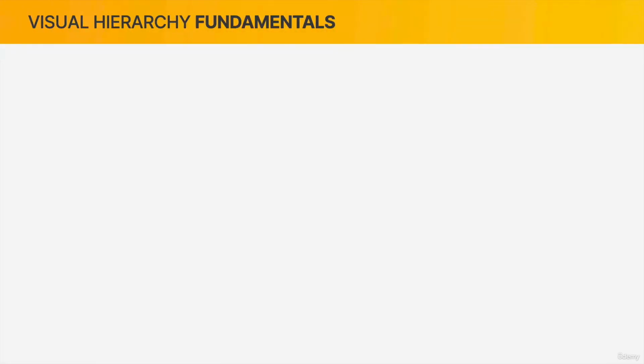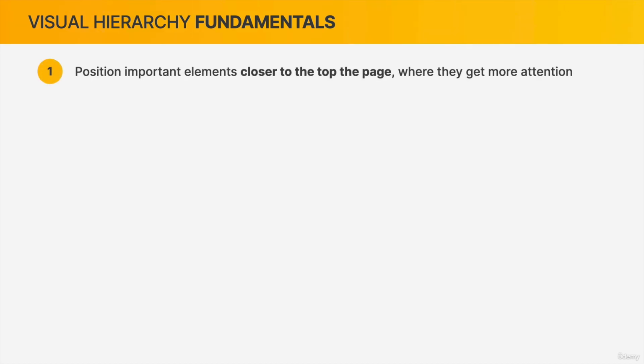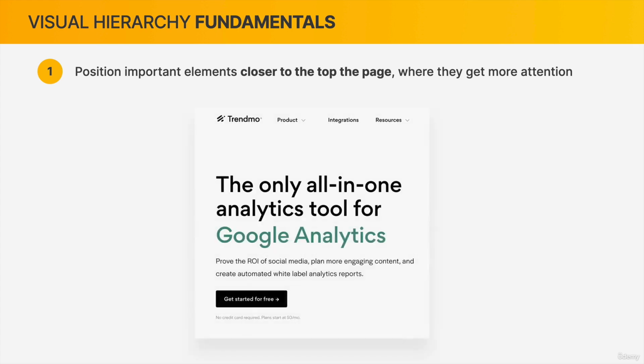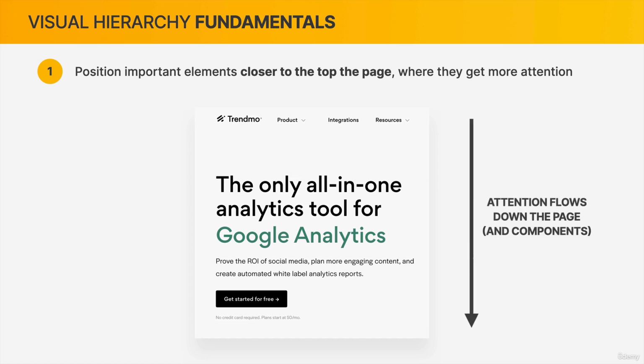So, starting with the very fundamentals, the first guideline that I have for you is that you should position important elements closer to the top of the page, because that is where they get the most attention. So people usually read a page from top to bottom, and so therefore elements that appear first on a page, so closer to the top, will naturally get more attention. Now, of course, there are many other factors involved in drawing attention, so not just the position related to the top of the page, but in general, attention flows from the top to bottom, so basically just like a river.